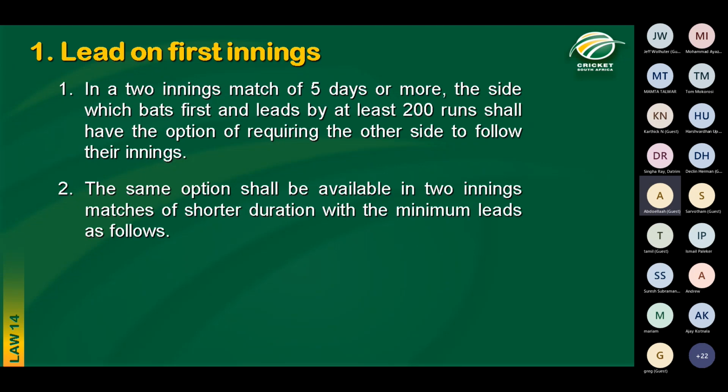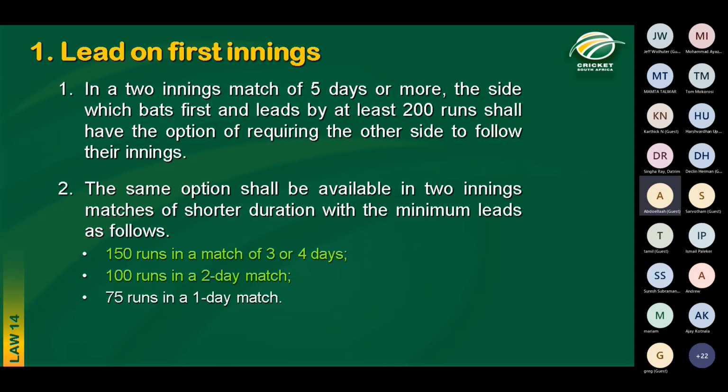The same option will be available in a 2-innings game of shorter duration, meaning not all games are played over 5 days. You do find games played over 3 or 4 days, like in South Africa, where the provincial competition gets played over 4 days. There are also 2-innings matches that are played over 2 days, and even 2-innings matches that are played in 1 day. So the follow-on number in a 3 or 4 day game is 150. In a 2-day game it is 100 runs, and in a 1-day match it is 75 runs. This 1-day game is not referring to a limited overs game. It is just a 2-innings match that gets played in a single day.